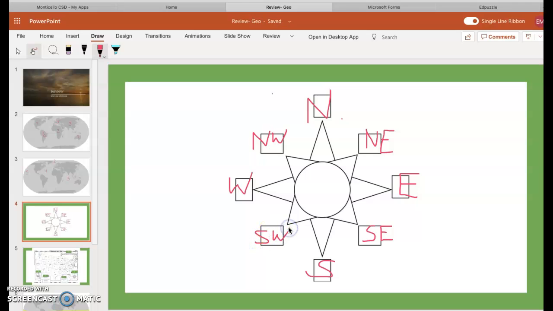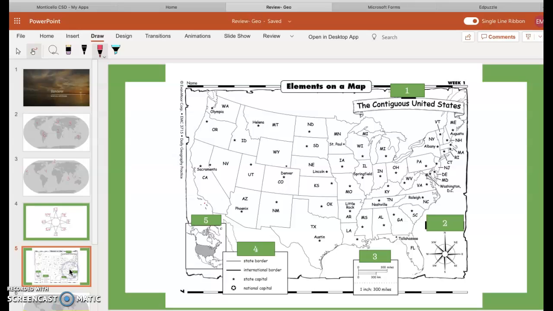Southwest. Good. So now we completed our compass rose. Moving on. All right, so now we are on elements of a map.